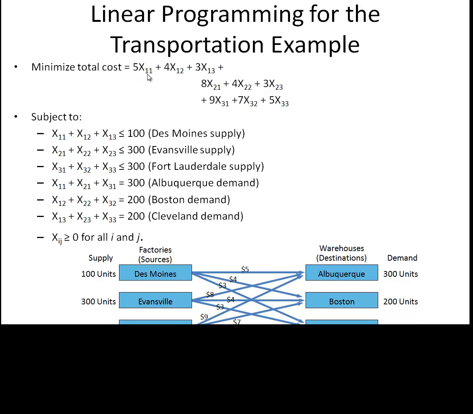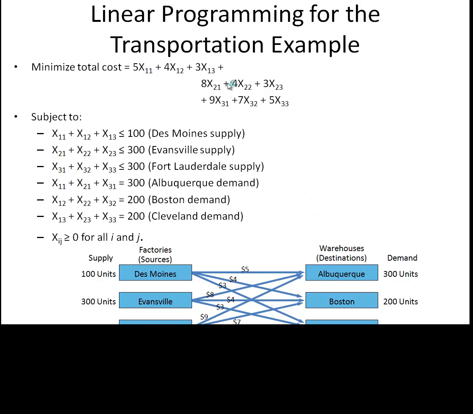So the route between Des Moines and Albuquerque costs $5 to ship a desk. Whereas the route between Fort Lauderdale, which is 3, and Albuquerque, which is destination 1, 3-1, is $9 per desk. And that makes sense because there's a greater distance between Fort Lauderdale and Albuquerque than any of the other 2 cities. So here's our objective function.